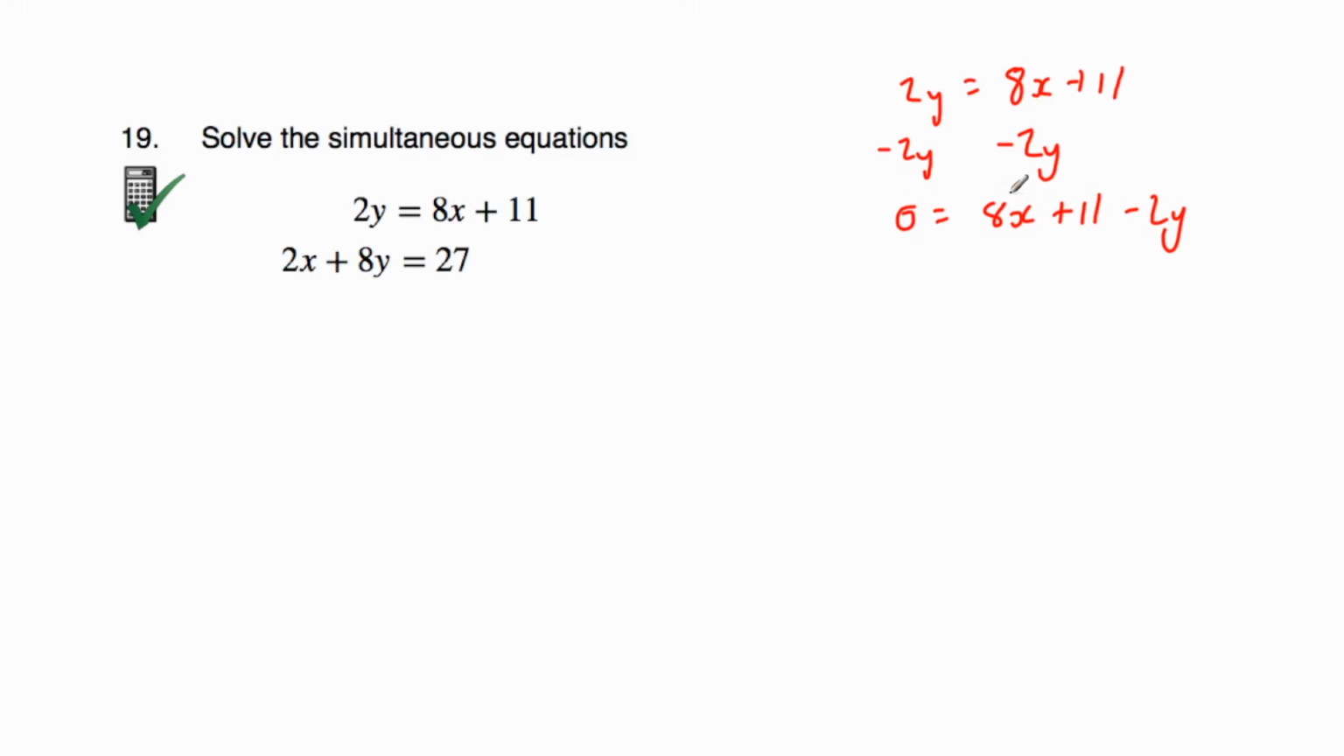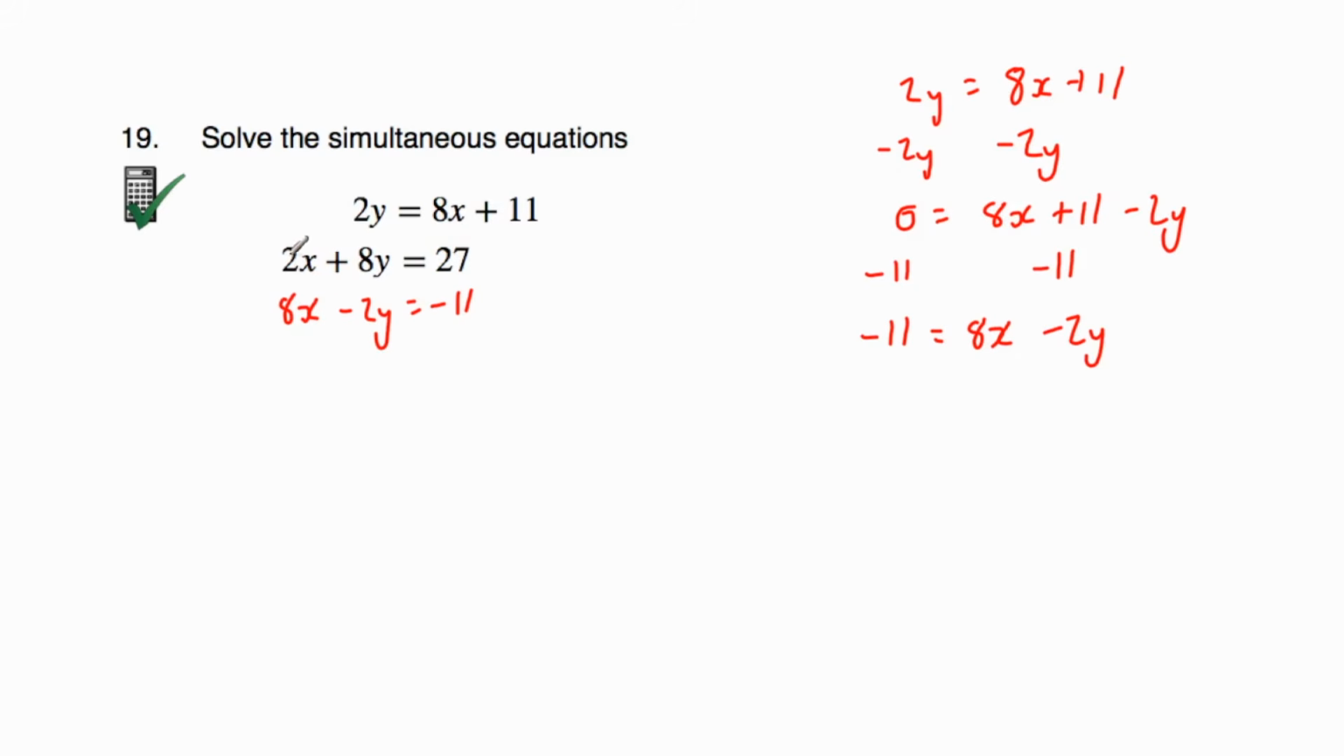Now let's keep our 8x and our minus 2y here. Let's get rid of this 11, so let's take away 11 from both sides of the equation. So we would get minus 11 equals, because 0 take away 11 is minus 11, and then we'll just be left with 8x minus 2y. So we have, if we write out in a similar format, 8x minus 2y equals minus 11. So I've just rearranged this top equation to be this one.